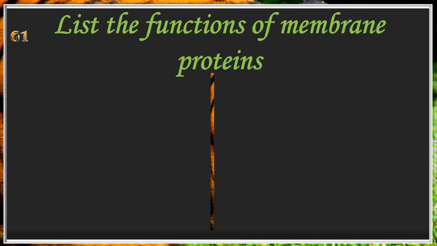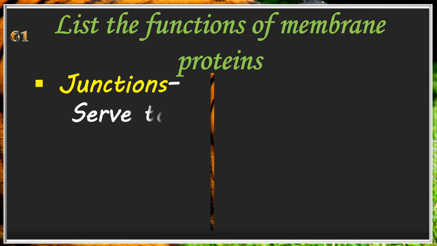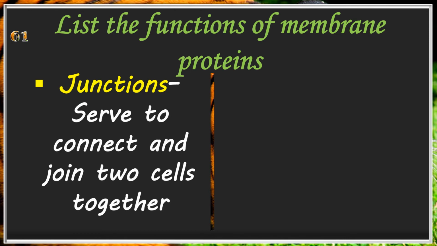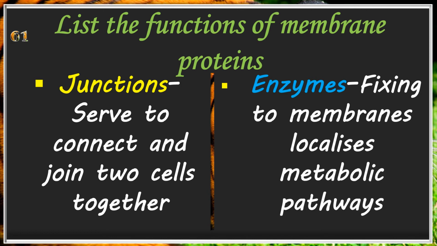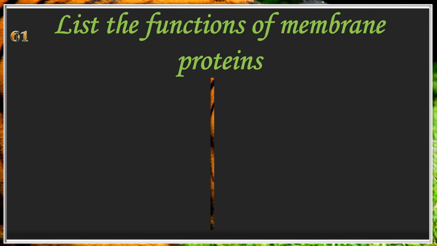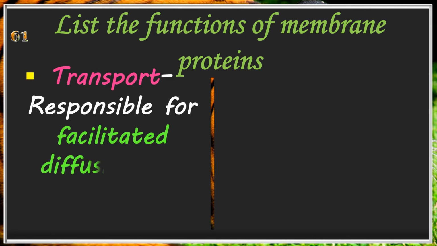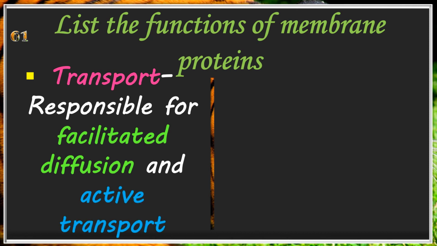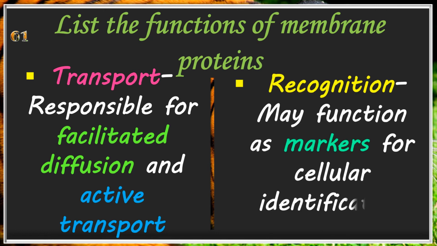List the functions of membrane proteins. Junctions: these serve to connect and join two cells together. Enzymes: fixing to membranes localizes metabolic pathways. Transport: responsible for facilitated diffusion and active transport. Recognition: may function as markers for cellular identification.